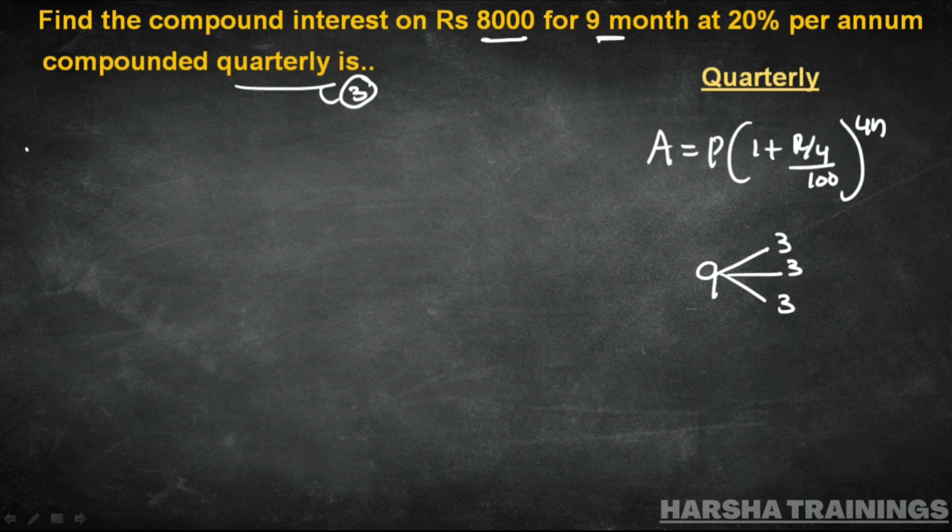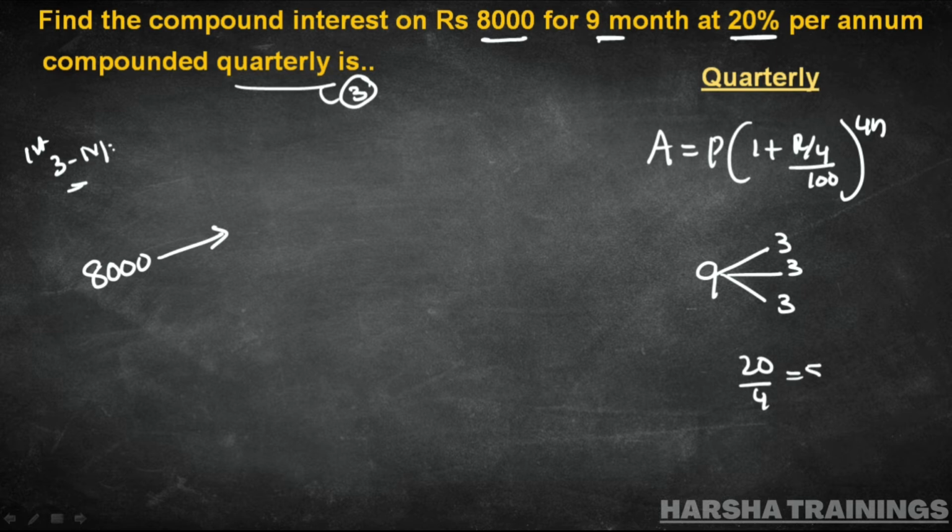Okay, first find out the first 3 months' interest. So the principal amount is how much? 8,000 rupees. And the rate of interest: 20%. R by 4 means 20 by 4, so every 3 months you are paying a rate of interest of how much, guys? 5%. So in 8,000 rupees, 5% is how much? 400 rupees.